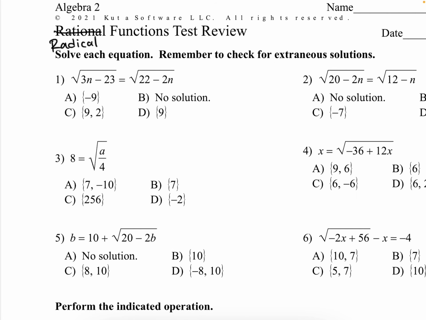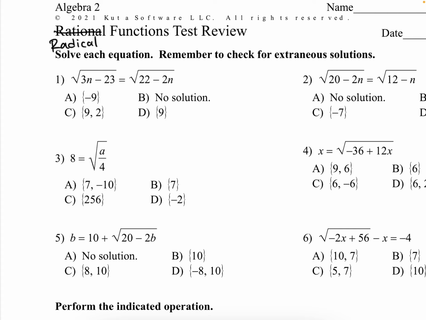So for numbers 1 through 6, we're going to be solving radical equations. And you can use the worksheets that we did in class to look at the notes and to identify the steps that you have to take to solve these kinds of questions. So if you look at your worksheet on solving radical equations, step 1 is to isolate the radical on one side of the equation. Step 2, raise each side of the equation to the power of the index to eliminate the radical sign. Step 3, solve the remaining equation. And then step 4 is to check for extraneous solutions.